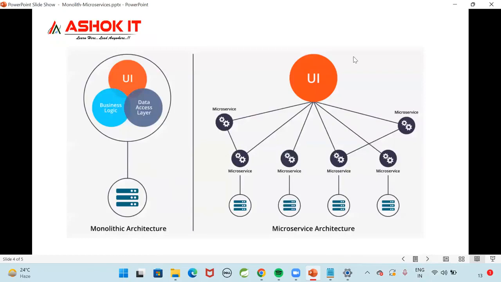Monolith versus microservices architecture. Currently, which architecture is trending in the market? Microservices architecture is trending in the market. Okay, so in the tomorrow session, we will talk about microservices architecture. What components we are going to develop in microservices tomorrow, Sunday. So let's have a long session to discuss microservices architecture.